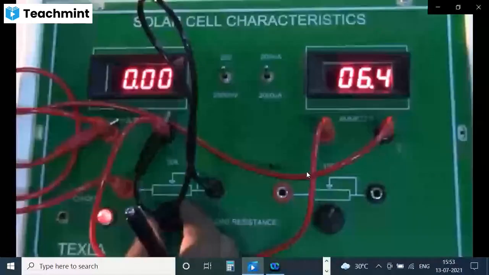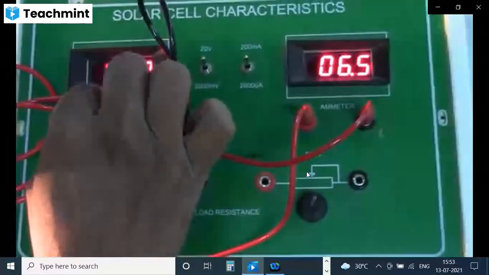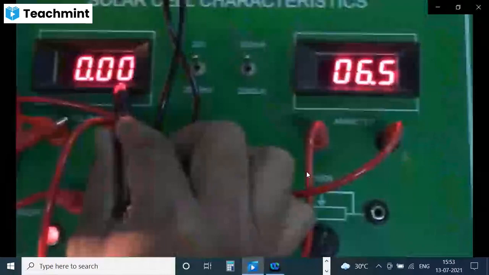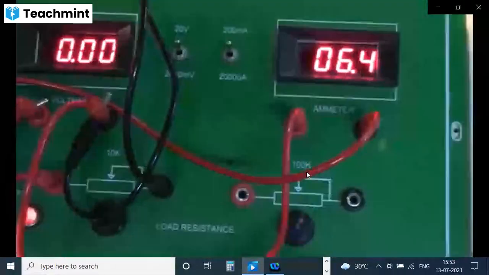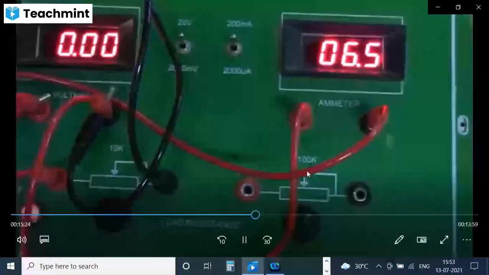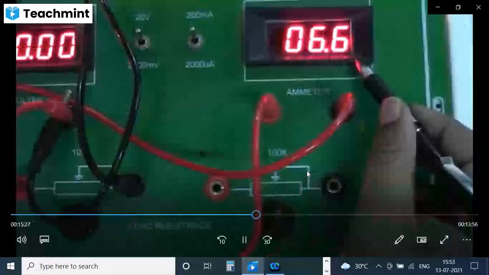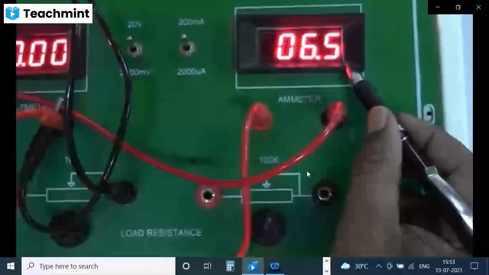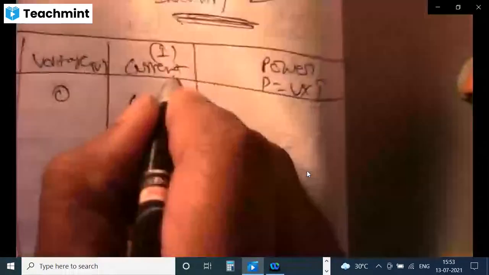So students, the initial value of voltage you see is 0. This is to note the readings. So at 0 volts, it's intensity 2. At 0 volts, what is the current we are getting? 6.5 milliamperes. 6.5 milliamperes of current we are getting.